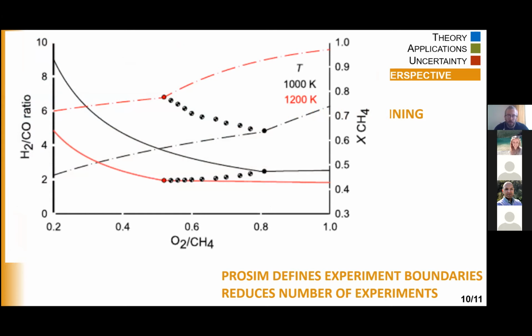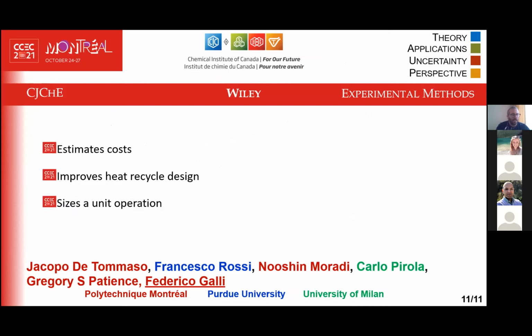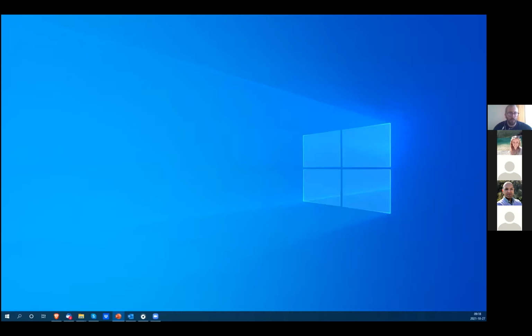The simulator also identifies at which oxygen to methane ratio cokes start to form. To do all of this, the computer took less than 8 minutes to complete the simulation. So to conclude, with process simulation, we can estimate cost, improve heat recycle design, size the unit operation, and train the unit operation engineer. Thank you very much for your attention, and I'm ready to answer your questions.